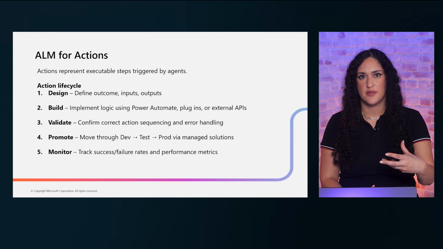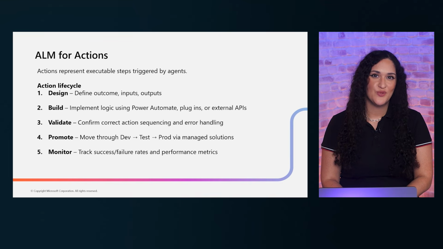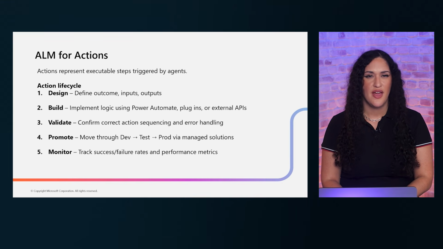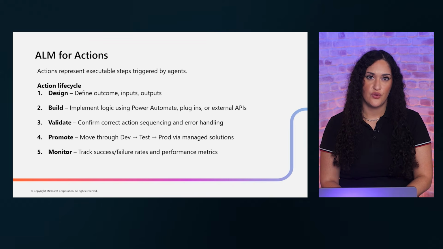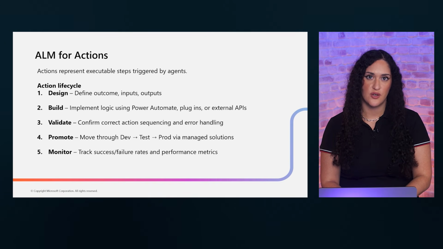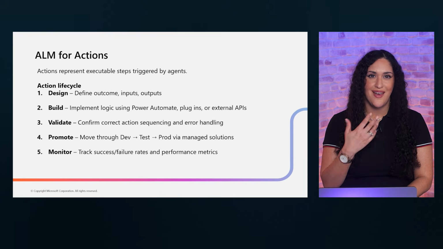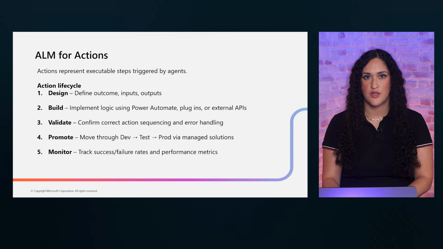Actions are the executable steps that agents trigger, and they follow their own life cycle. It starts with design, where you define the outcome, inputs and outputs, then build, implementing the logic using Power Automate, plugins or external APIs, validate to confirm correct action sequencing and error handling, promote through dev, test, and production via managed solutions, and finally monitor to track success and failure rates and performance metrics. Pay close attention to error handling in actions because a failed action in production can break the user experience.